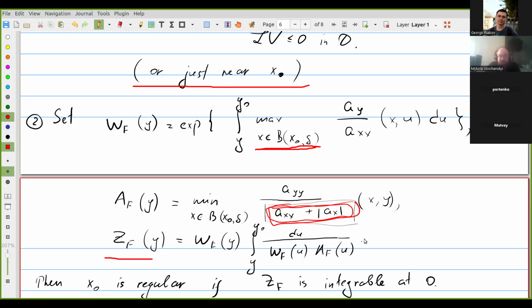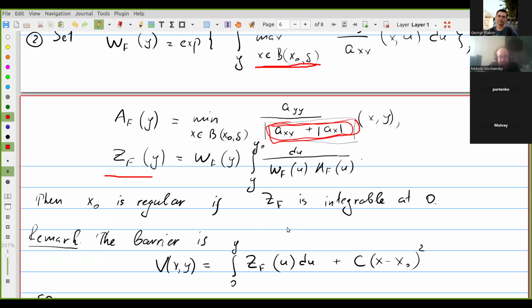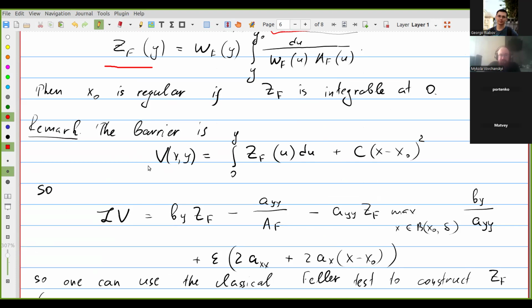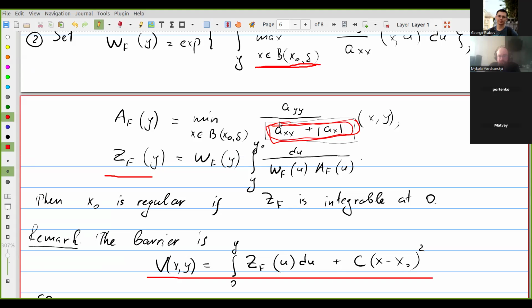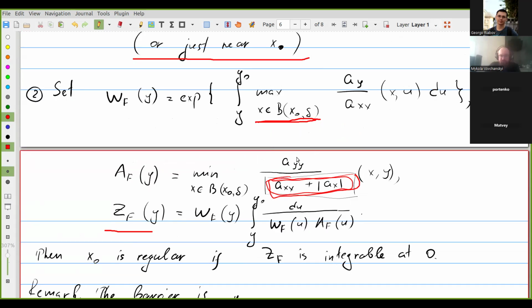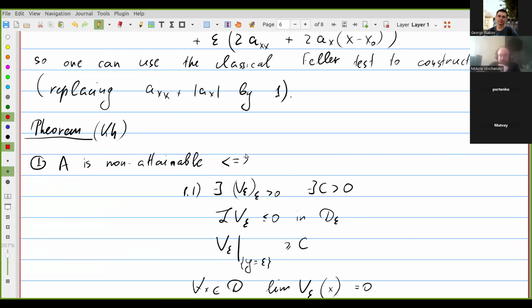So again, it was used by Kosminski because then he can prove that the point is regular if this function is integrable, exactly as in the standard formulation. And the barrier he invented is of this form, and if you do the calculation properly, you can see that you can actually use the classical Feller test to formulate a version of this theorem by getting rid of these two parts, if you have some assumption of boundedness of your coefficients. So you can formulate a version of his result.